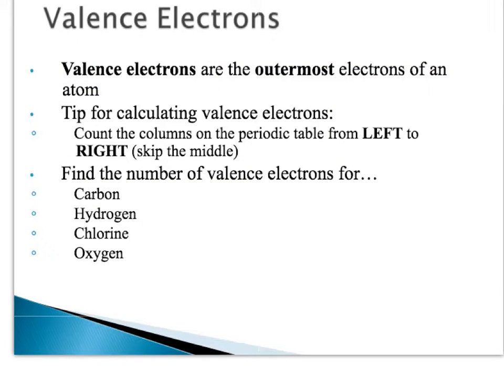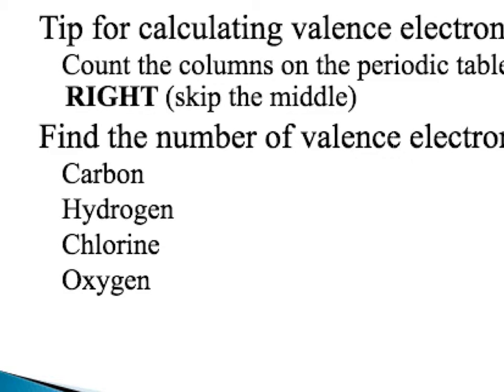Alright, so now we are going to apply what we have just done, our new little trick. So for carbon, I'm going to zoom in a little bit, the number of valence electrons is 4. It's in the fourth column. Hydrogen is in column 1, so it only has 1 valence electron. Chlorine is all the way over toward the right. It's not quite at the end, but it's almost there, and it has 7. And oxygen is again more toward the right, and it's going to have 6.